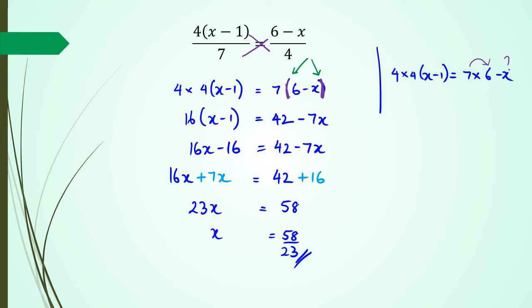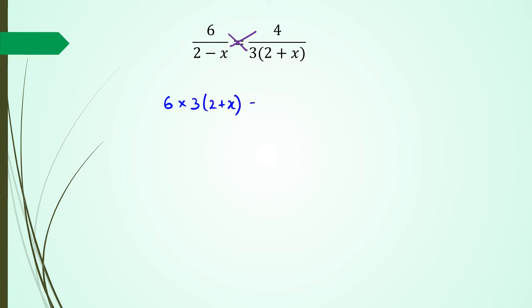All right, guys, one more question, and see how you go with this. But this time, I'm going to put the x's in the denominator. So once again, let's have a look. Is it one fraction that equals another fraction? Yes. That means we should be able to do cross multiplication. So when we do cross multiplication, we've got 6 multiplied by 3 multiplied by 2 plus x equals 4 multiplied by 2 minus x. And once again, notice how I'm putting those brackets, because those brackets are important. Without those brackets, you're going to end up with the wrong answer.